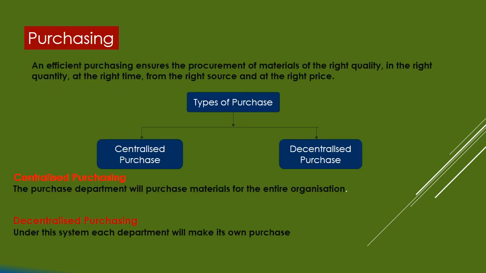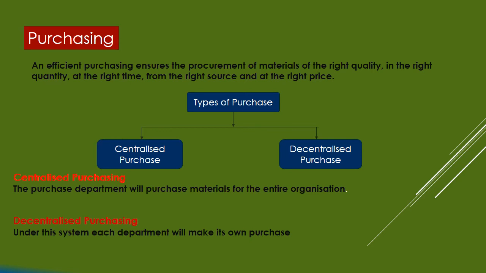Purchasing. An efficient purchasing ensures the procurement of materials of the right quality in the right quantity at the right time, from the right source and at the right price. Let us see what are the types of purchase. The centralized purchase and decentralized purchase.